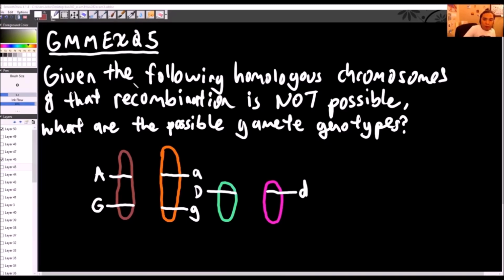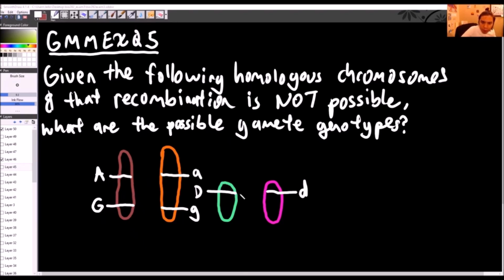So example question 5. Given the following homologous chromosomes, so this is one set of homologous chromosomes, this is the other set, and that recombination is not possible, so you don't have any crossover happening over here, what are the possible gamete genotypes? So that means that our gametes, because we have no crossing over, they either have this one, or they have this one and this one, or this one and this one. So it's just a probability game.